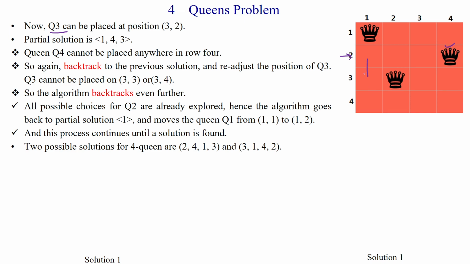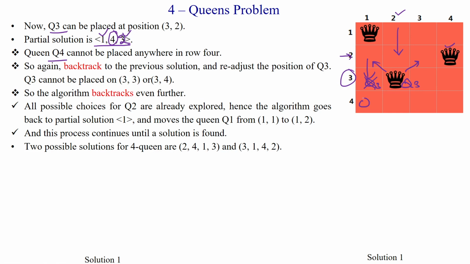The same column is avoided because it would be attacked by queen 1. Then here we check: there is no queen in the diagonal position, same column, or same row, so we can place queen 3 in column 2 of the third row. So now the partial solution is: first column for the first queen, fourth column for the second queen, second column for the third queen. Now we have to place queen 4.